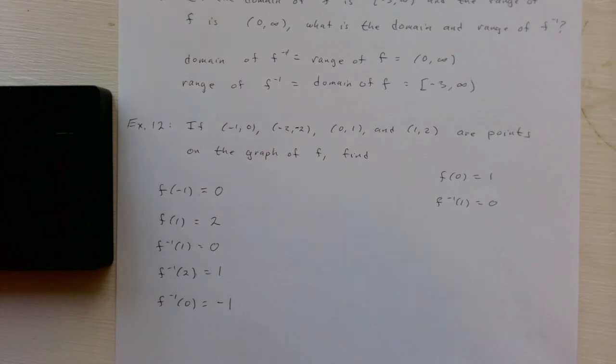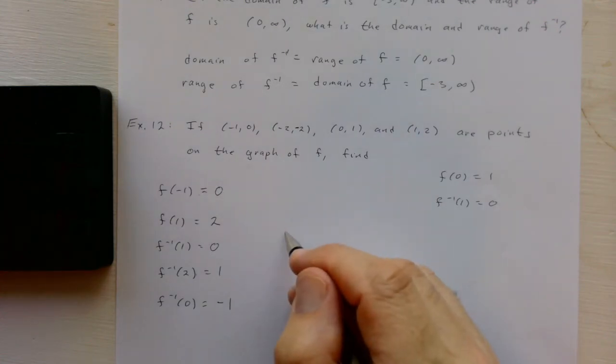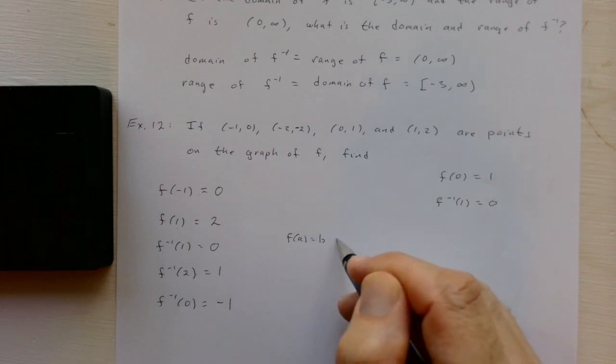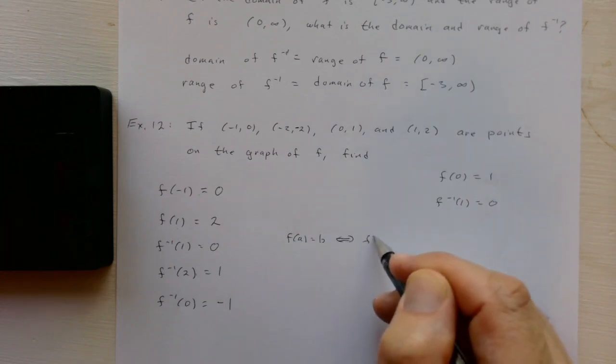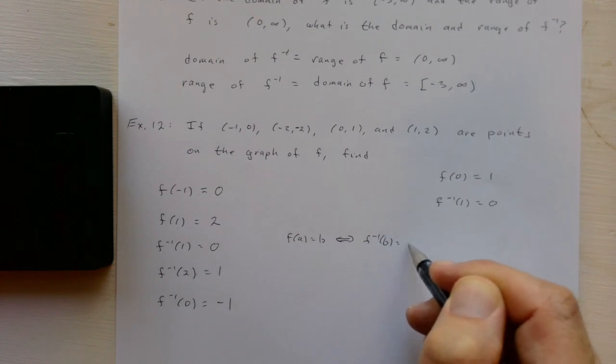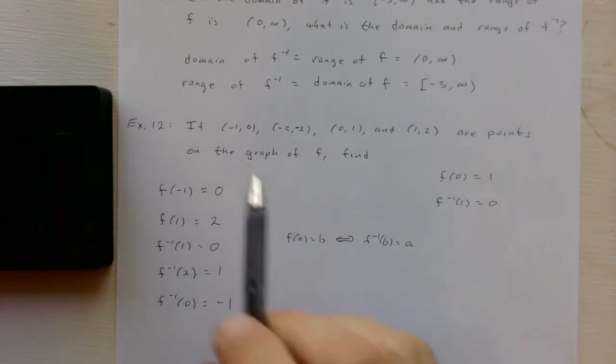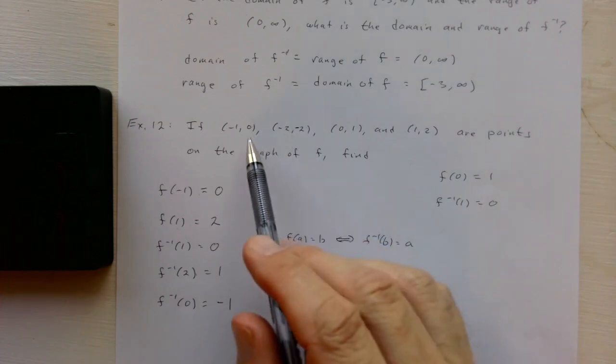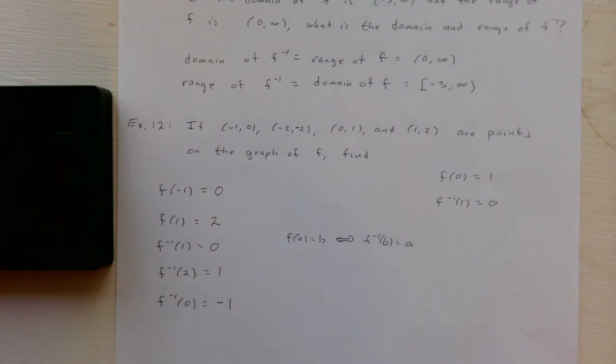Okay, we're just using this rule that f of a equals b if and only if f inverse of b equals a, and just using the fact that these are points, getting all this information about the values of f. Okay, so you'll see some of these examples on the homework and most likely on a quiz.